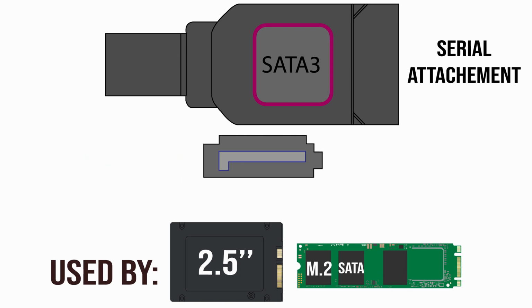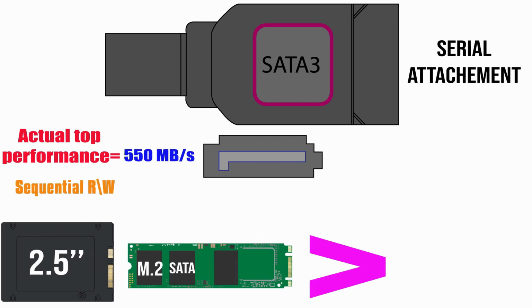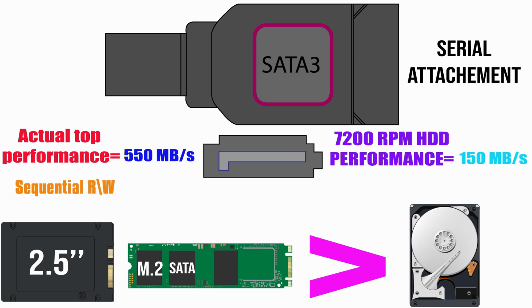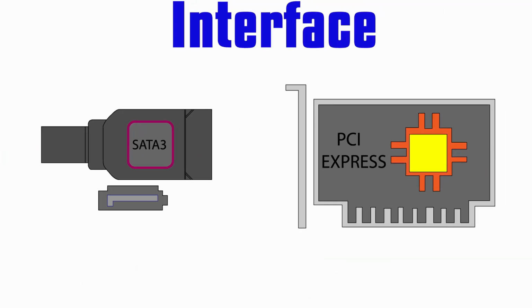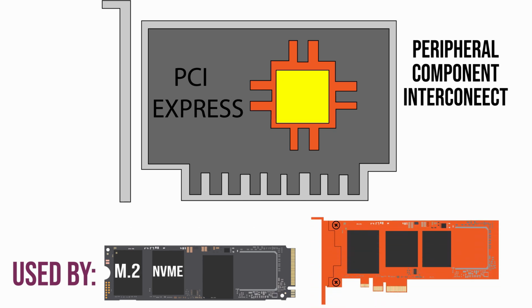Most SSDs don't quite saturate the interface and tend to top out at around the 550 megabyte per second mark in sequential reads and writes. This speed, while 4 to 5 times faster than a typical mechanical drive, is still no match for our next interface, PCI Express, which is used by some M.2 drives labeled M.2 NVMe, or Non-Volatile Memory Express, as well as by the PCIe expansion cards we just covered.